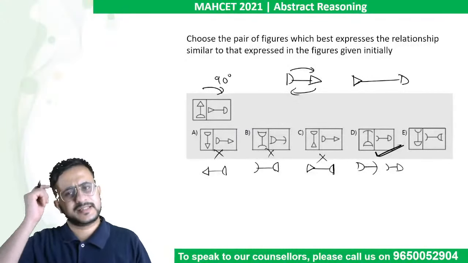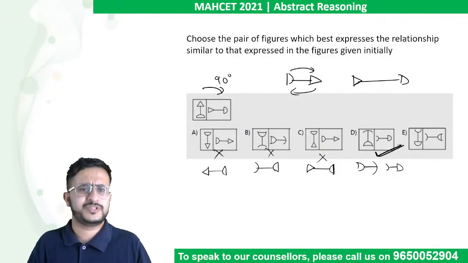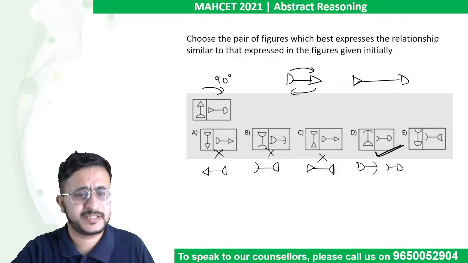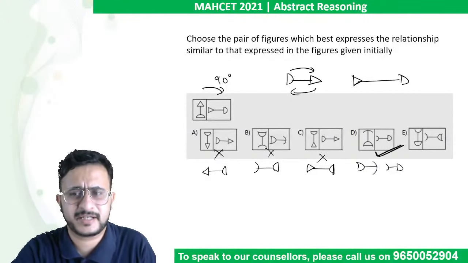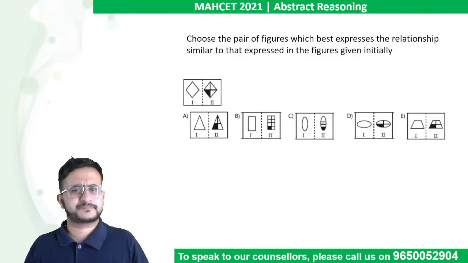So basically there are certain principles that are essential for abstract reasoning, which are mirror image, water image, rotation, and swapping of images. So all those things are critical. If you understand how mirror images are formed, how water images are formed, how rotation is done by 90 degrees, 45 degrees, etc., that is important to understand. Okay, I think this one should be an easy one.